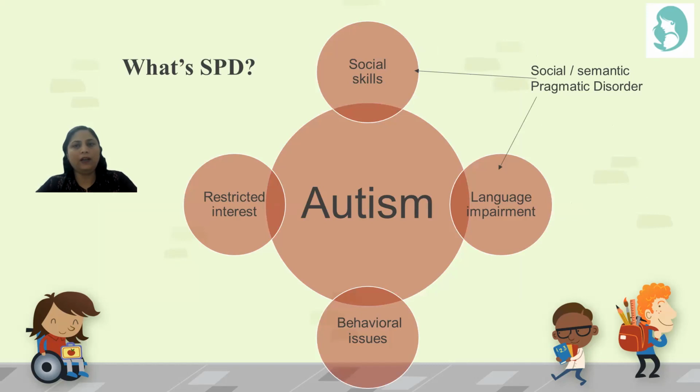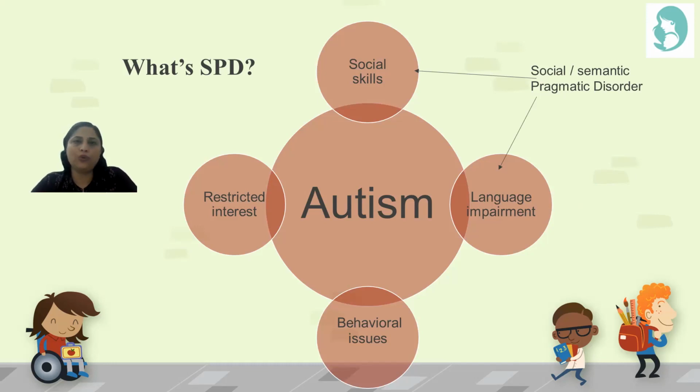But semantic pragmatic disorder has more issues compared to social skills. Compared to autism, they have more issues in social and language impairment than restricted interest and behavioral issues. So you won't see a semantic pragmatic disorder child flapping hands or jumping or showing any such behavioral thing. It will definitely have better interest and like to communicate. It will not show restricted interest.